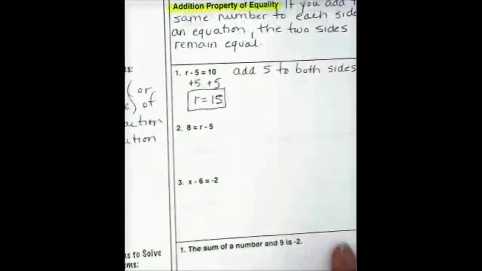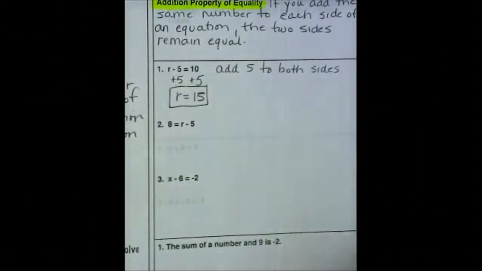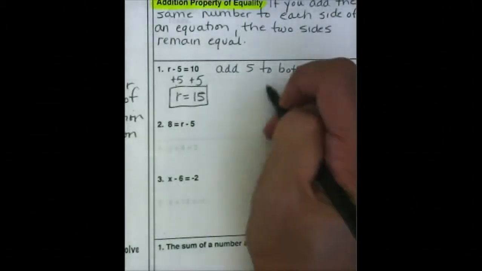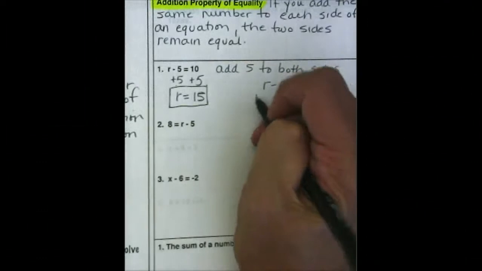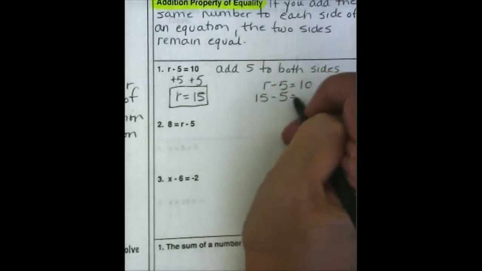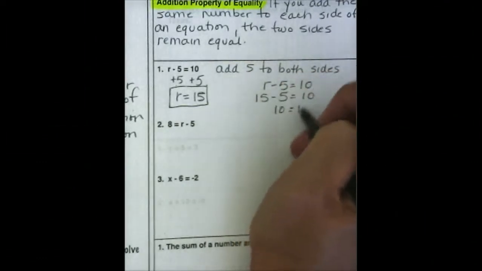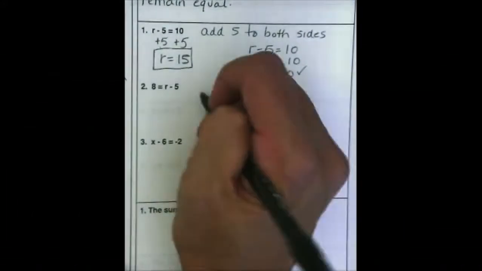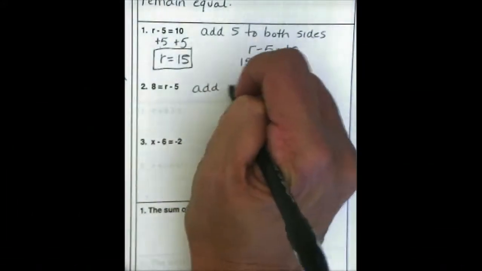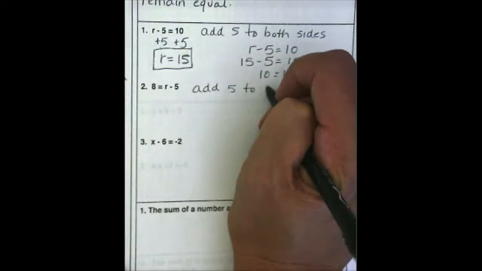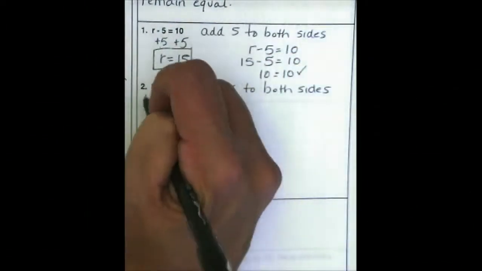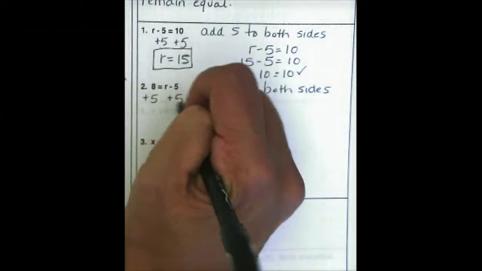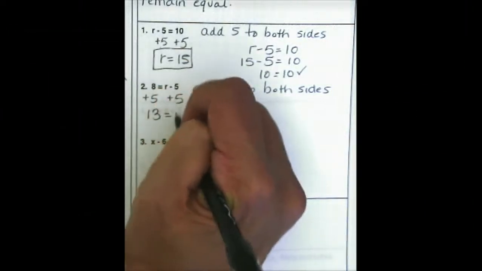You can check your work the same as you could on the addition ones. R minus 5 equals 10. R equals 15, so 15 minus 5 equals 10. 10 equals 10, so we know that we got it correct. Number 2, once again we're going to add 5 to both sides because we're subtracting 5 in the equation. So we add 5, and that gives us 13 equals R.